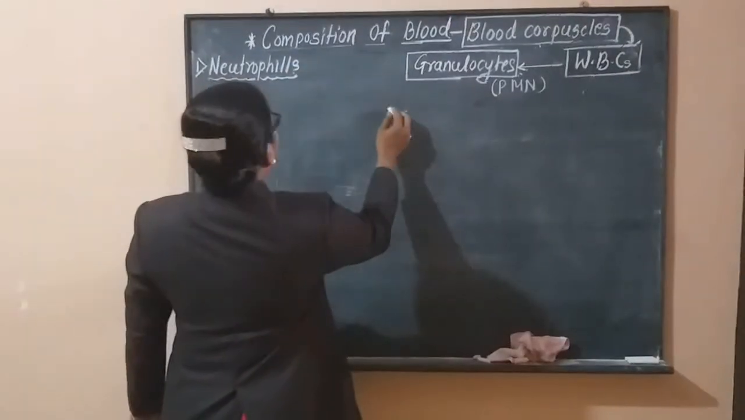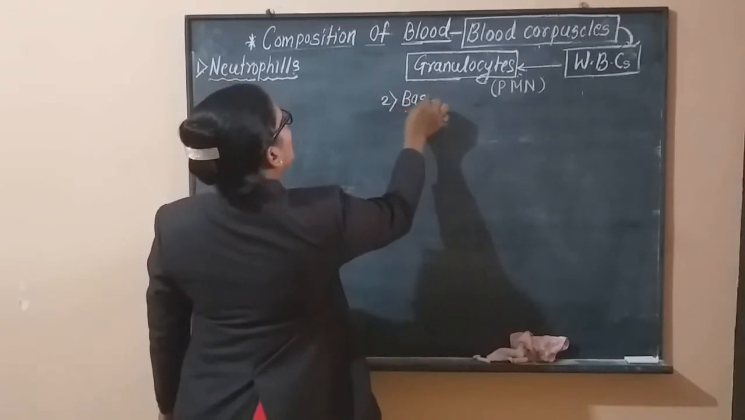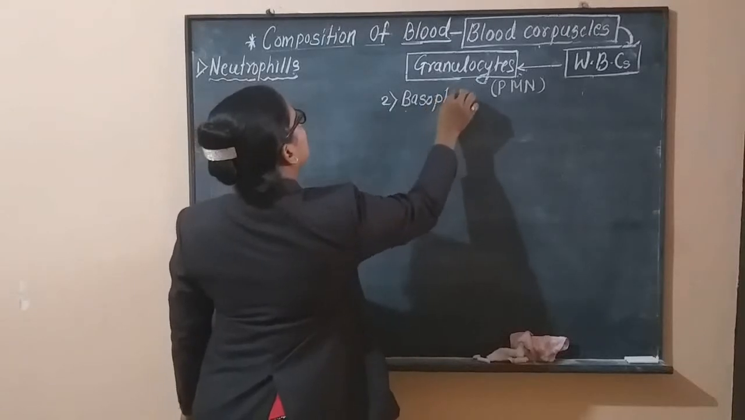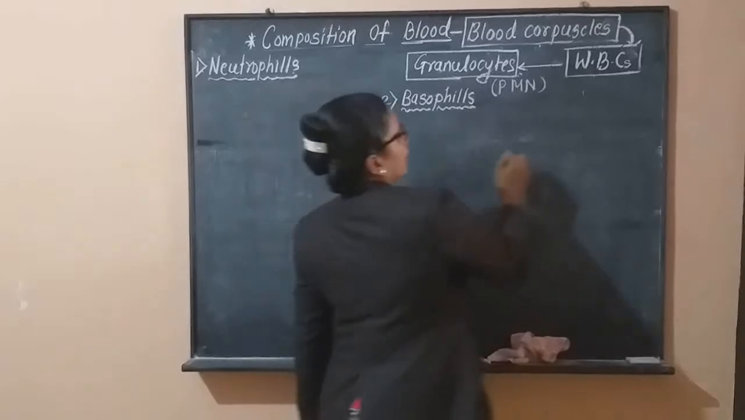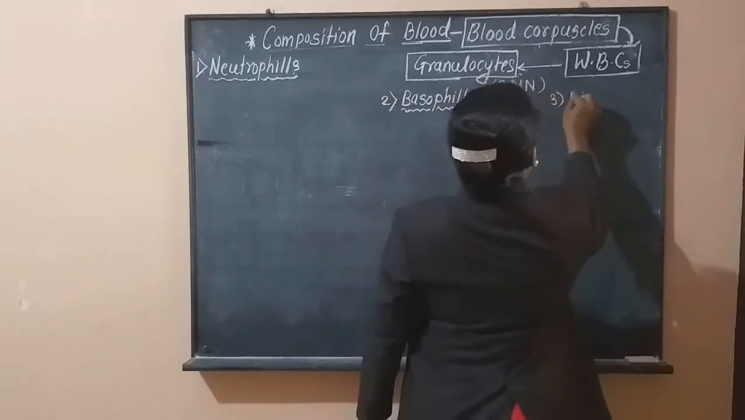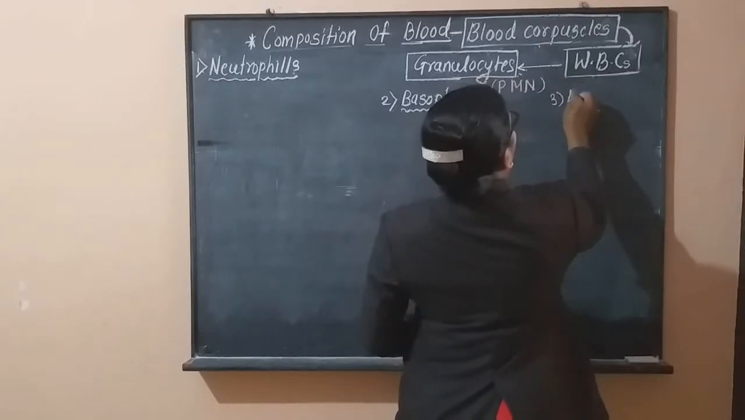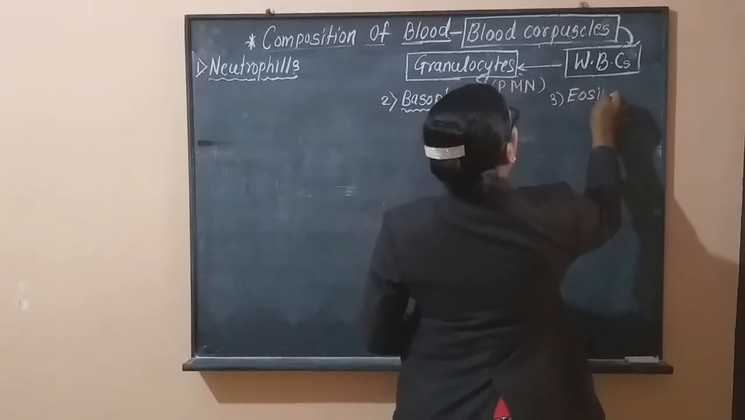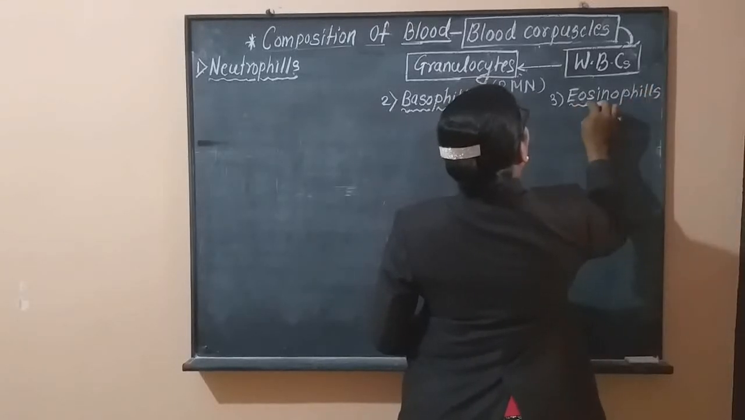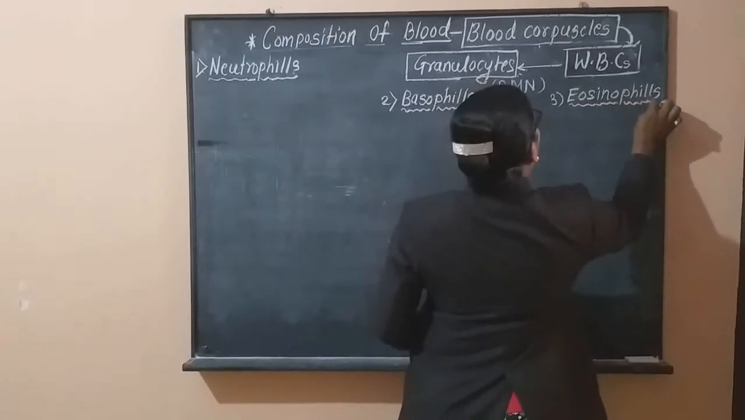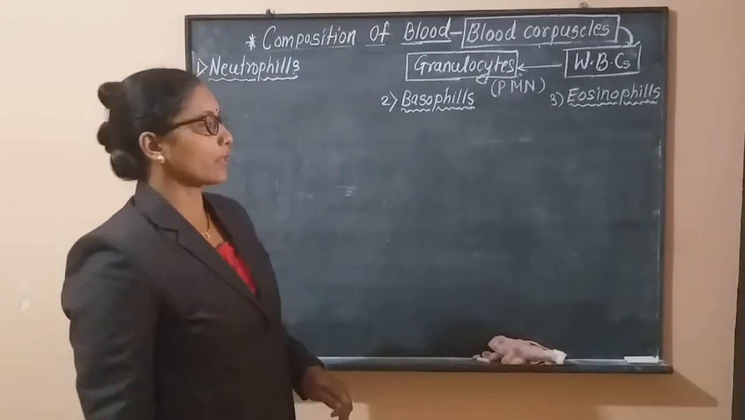Okay. Then the second type is called basophils. Basophils. And the third type is called eosinophils, or these are also known as acidophils. Okay. Now these are the three types of cells that are included in the granulocytes.